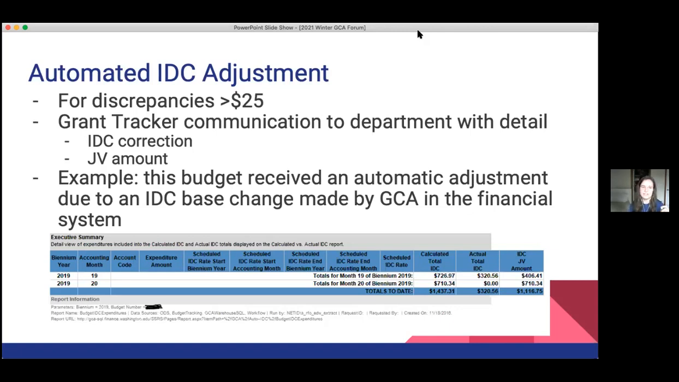And so in this case, the IDC base had changed, or it was updated. And so when GCA entered that new base into the financial system, the automated reconciliation occurred and a discrepancy was found, and then the JV was posted and this report was sent out via Grant Tracker.